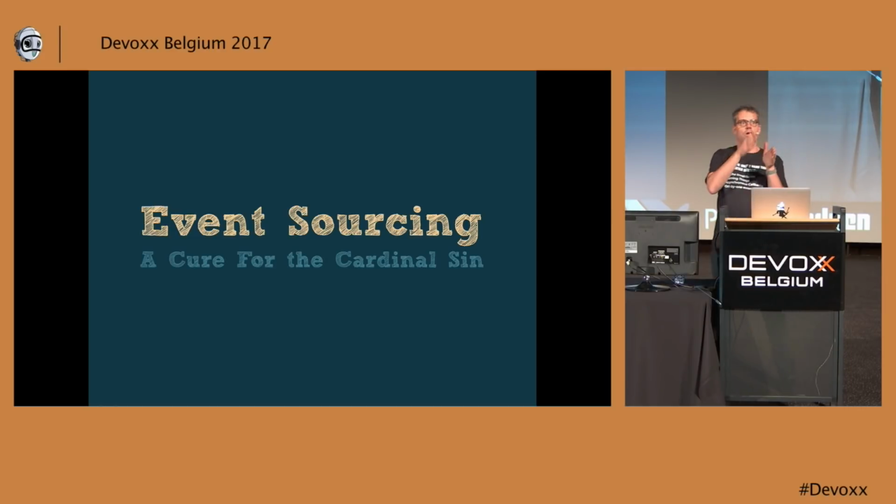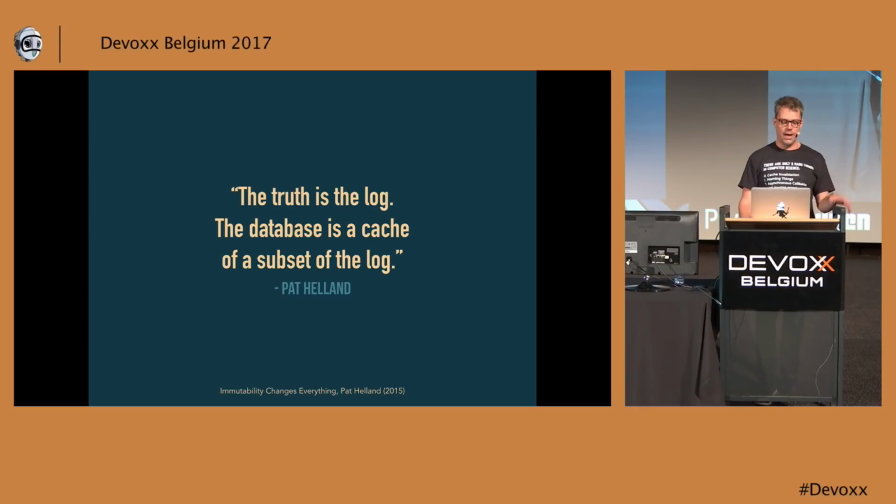Event sourcing is really that we log each state change as an event. Each time we change the state in an event-driven object, we log that as an event representing the fact that we did change the state. And this gives us fully strong consistency in the object itself, backed up by a transaction log. Pat Helland once said the truth is in the log. The database is a cache of a subset of the log.